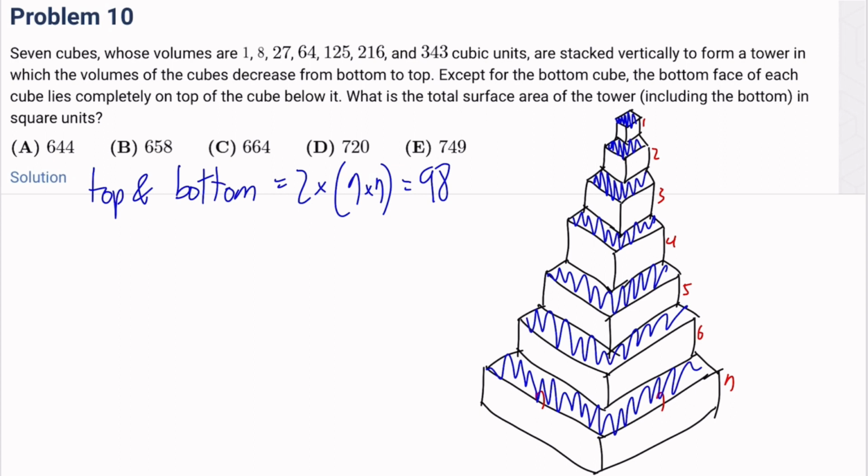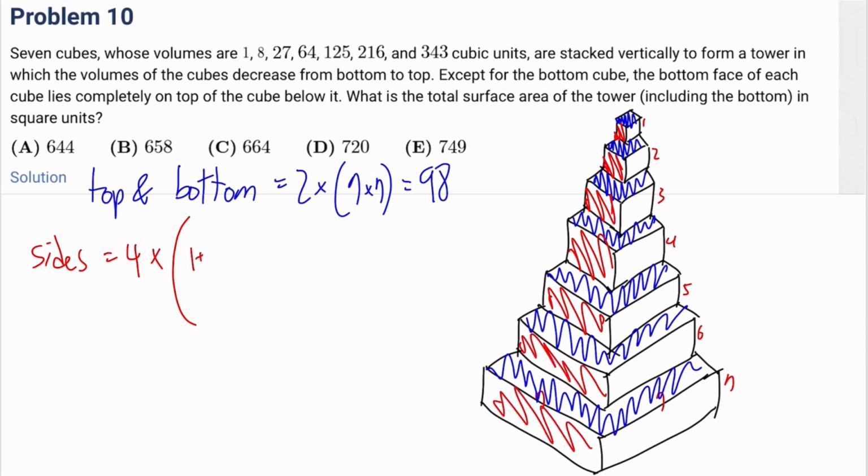And then next we have to worry about the sides, right? And there are 4 sides, right? So sides, this is 4 times, and then we have each of the side lengths. So this is 1 square plus 2 square plus 3 square plus 4 square plus 5 square plus 6 square plus 7 squared, right?